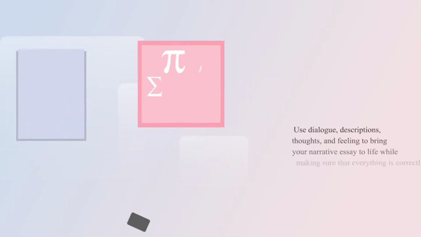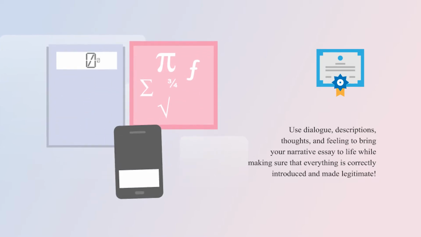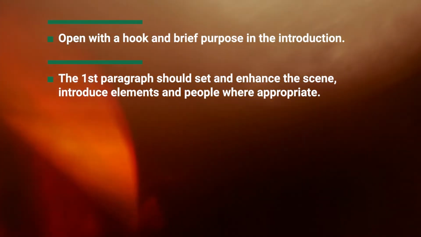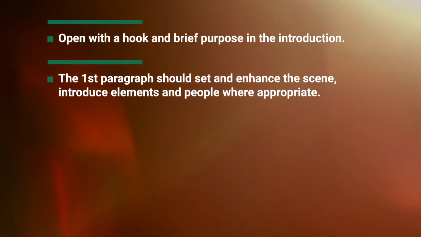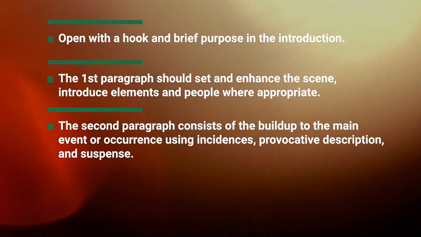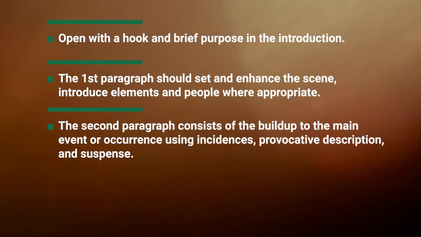Use dialogue, descriptions, thoughts and feelings to bring your narrative essay to life, while making sure that everything is correctly introduced and made legitimate. When you are writing a narrative essay, a great way to compile information into a story-like structure is to, first of all, open with a hook and a brief purpose in the introduction. The first paragraph should set out and enhance the scene, introduce elements and people where appropriate. The second paragraph consists of a build-up to the main event or occurrence, using incidences, provocative description and suspense.